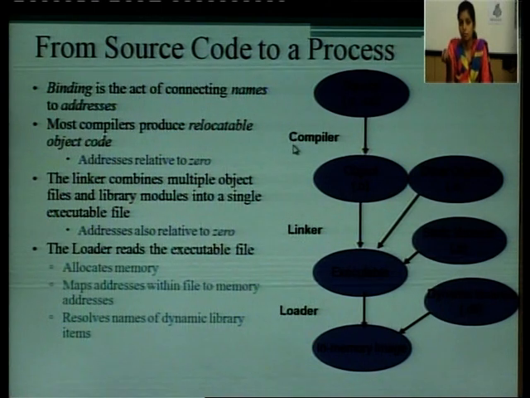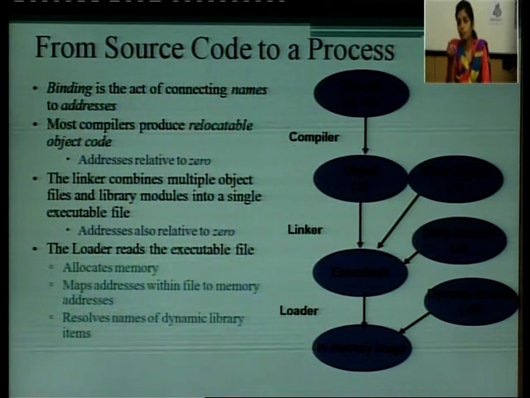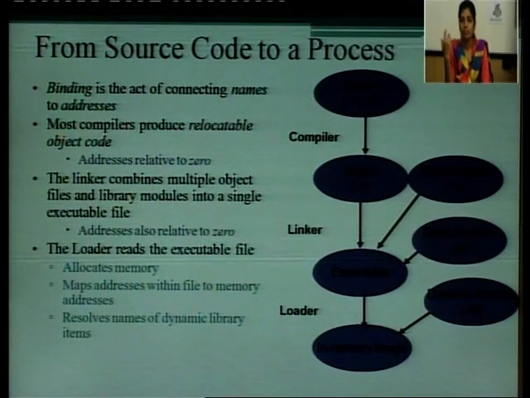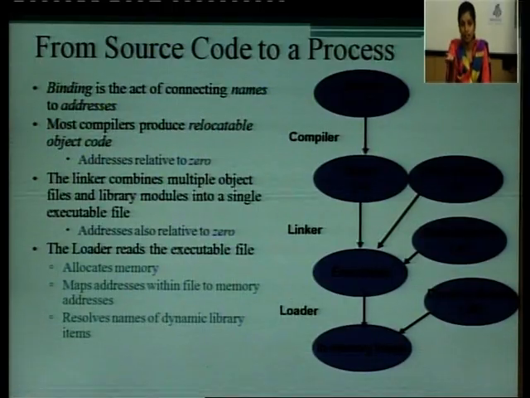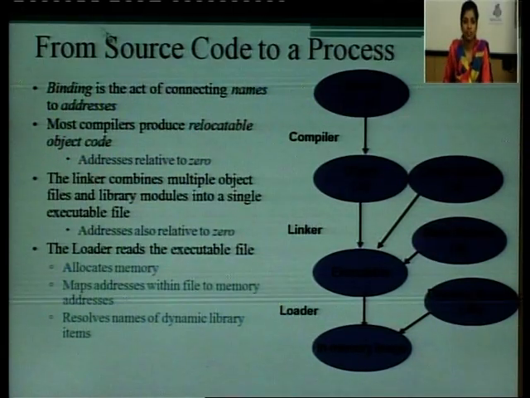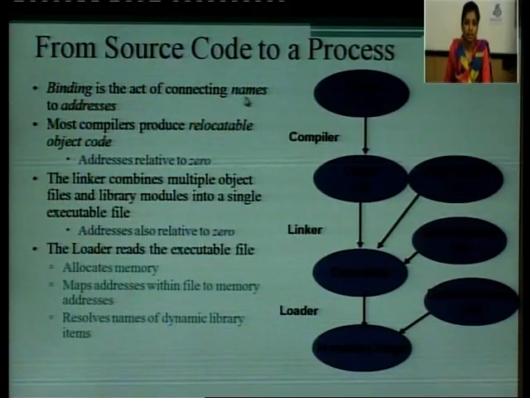Like from source code to a process: in C++ we write a program, compile it, and get a result. In the background, what processes are going on? Firstly compilation, then linking, then loading. These three processes complete our program result. So, first, binding is the act of connecting names to addresses.